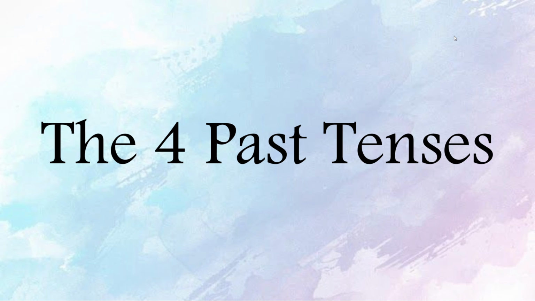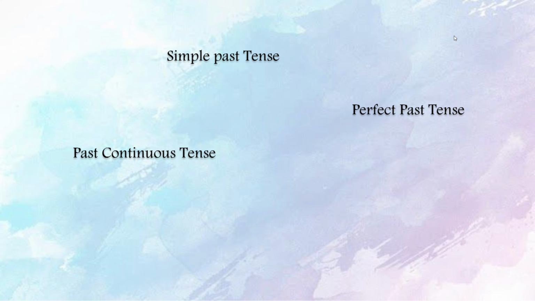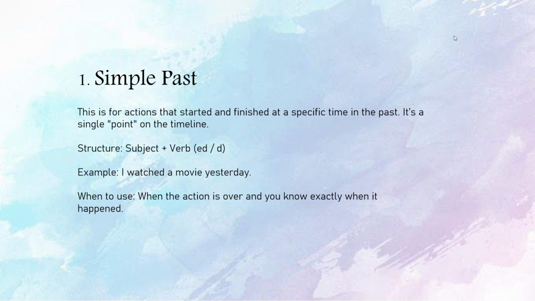So a few weeks ago, we discussed the four present tenses, and there's another branch in the types of tenses, which is the four past tenses. So that is the topic that we're going to be discussing in today's video. There are actually four types of past tenses: simple past tense, past perfect tense, past continuous tense, and past perfect continuous tense.